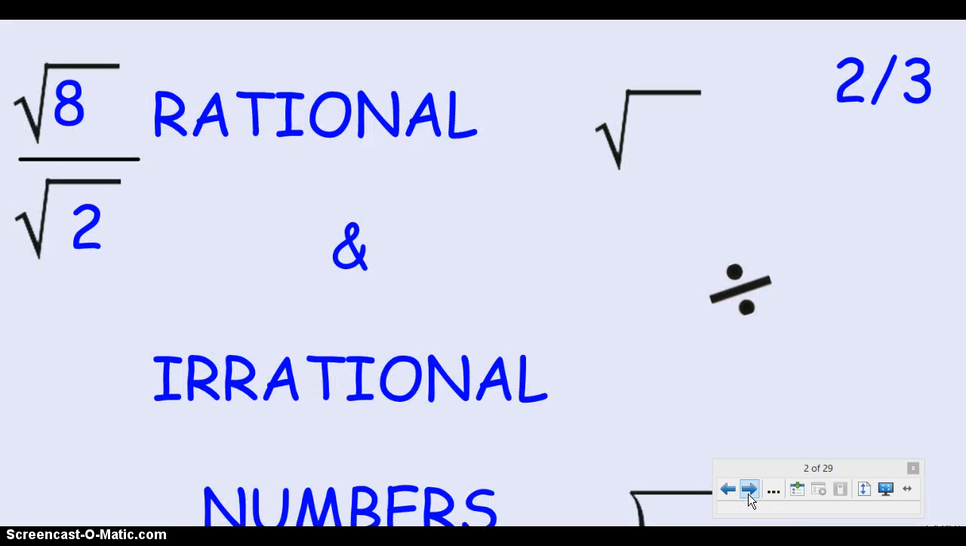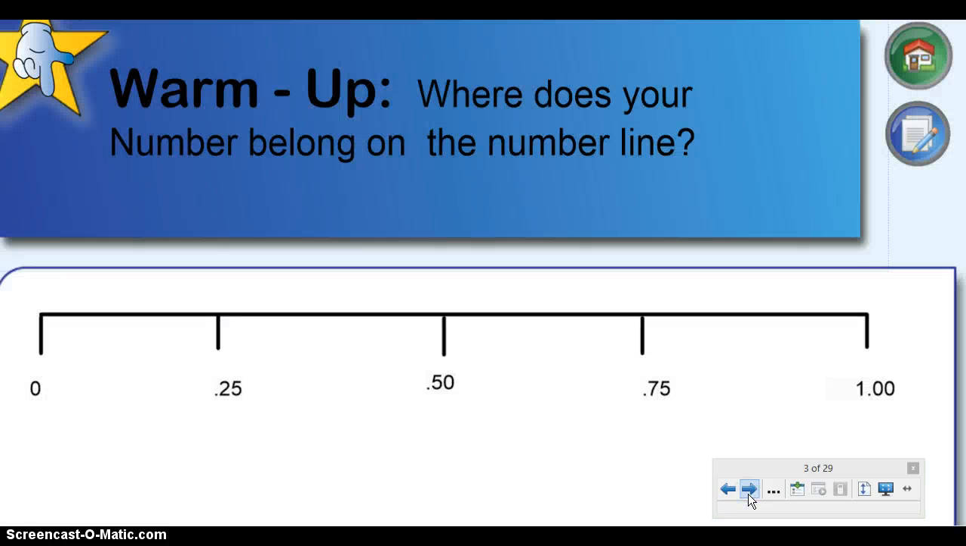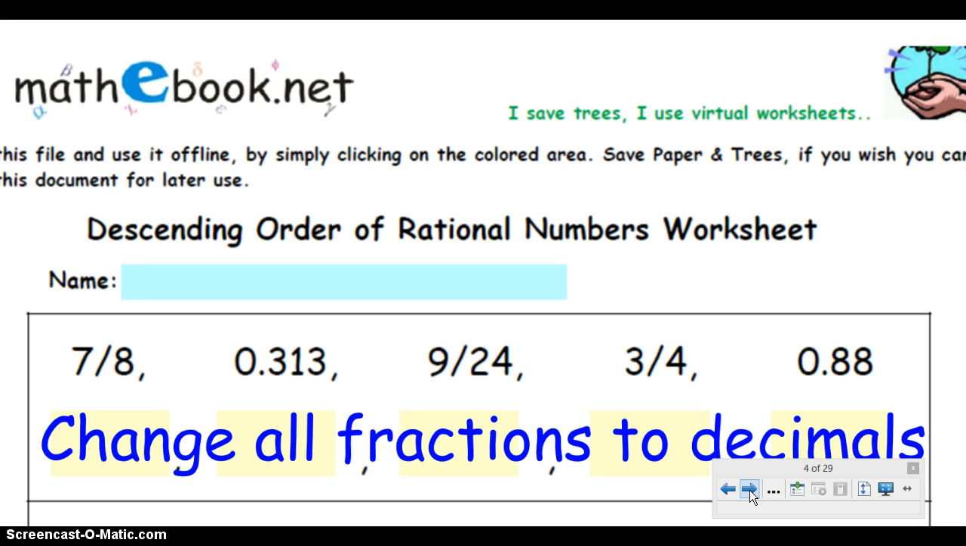In the development of the lesson on rational and irrational numbers, there were many tasks that were implemented in the design. The classroom is set up. When students come in, there is always an informal assessment in the form of either a warm-up, a problem of the day, or even perhaps a class discussion. This was the warm-up: where does your number belong on the number line? Students were given numbers and they were to place them on the number line.